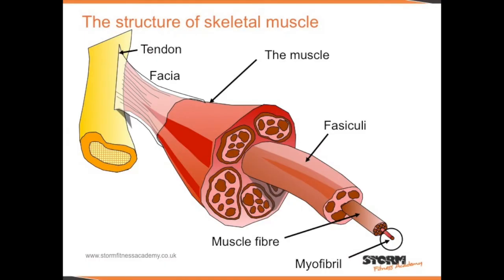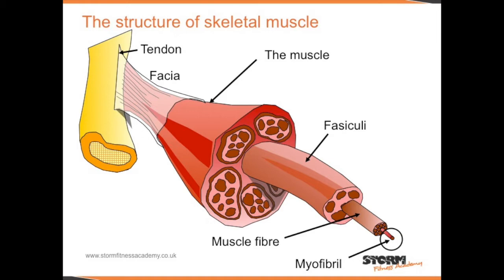The structure of skeletal muscle. Skeletal muscle is a very complex structure. It has many different components to it. The first component is the tendon. The tendon is what actually attaches the muscle belly to bone. When muscles contract, they pull on tendons and pull on the bones to create movement.